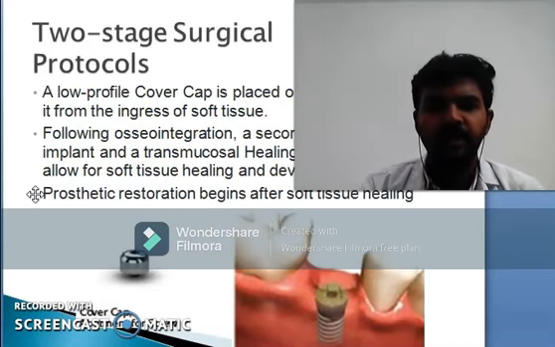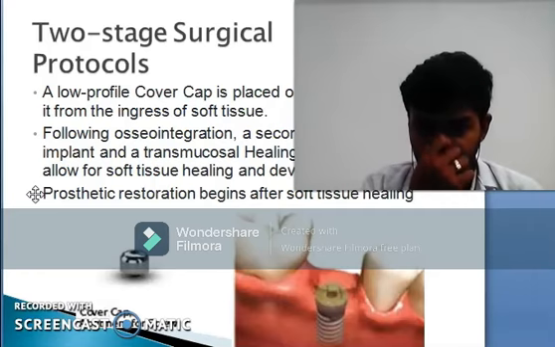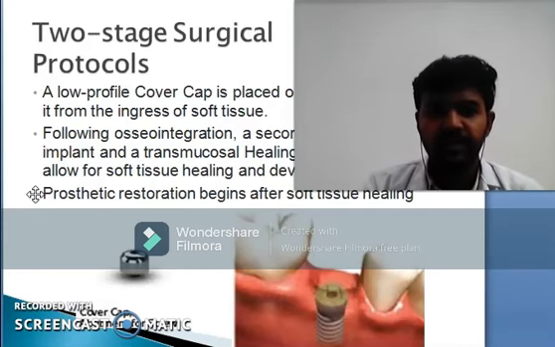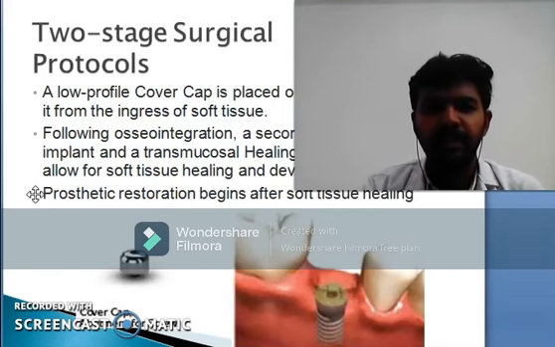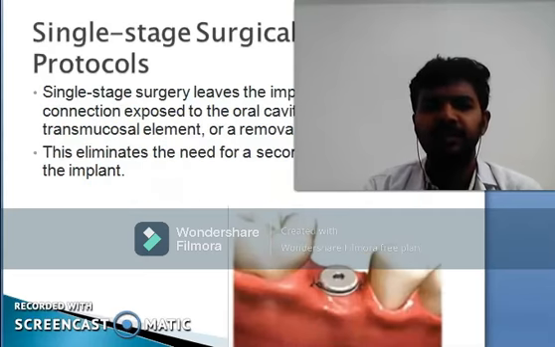In the low-profile two-stage surgical protocol, a low-profile cover cap is placed on the implant to protect it from the ingrowth of soft tissue. Following osseointegration, the second stage exposes the implant and a transmucosal healing abutment is placed to allow soft tissue healing and development of the sulcus. The prosthetic restoration begins after the soft tissue healing.